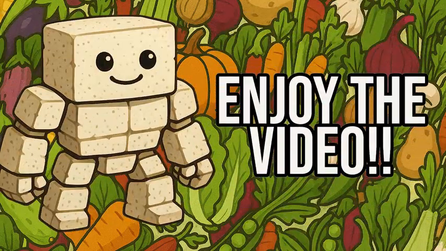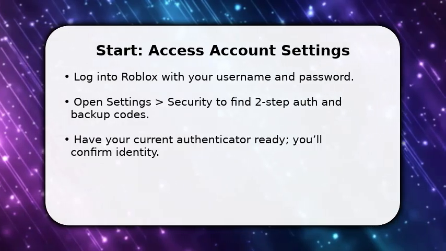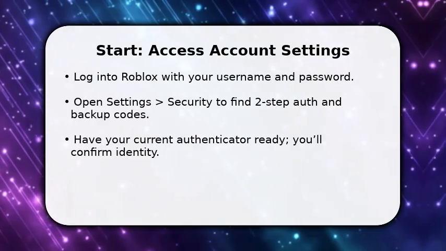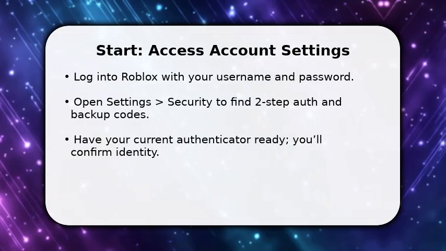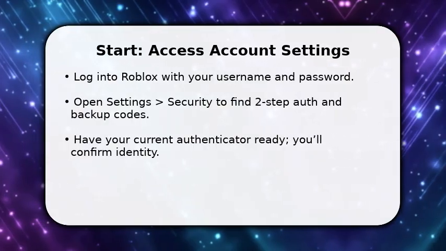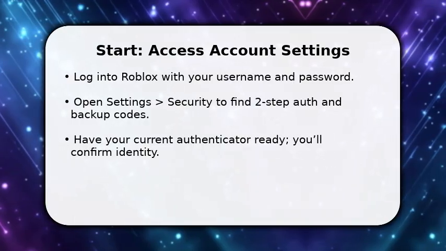Please enjoy the video. You start by signing into Roblox and going straight to Settings, then Security. This is where two-step verification and backup codes live. Once there, locate the backup codes section and make sure your authenticator or phone is nearby so you can confirm it's really you. You do this because disabling backup codes affects account recovery, so verify identity now.